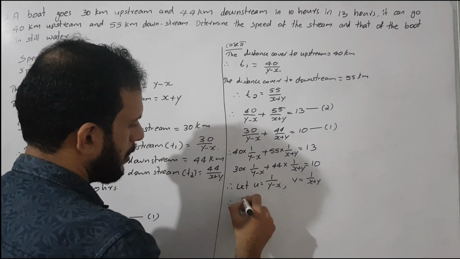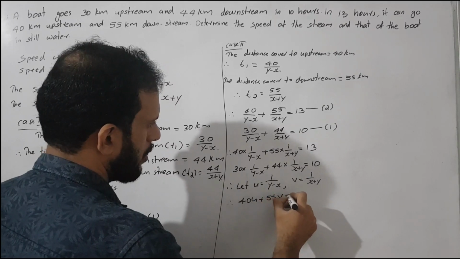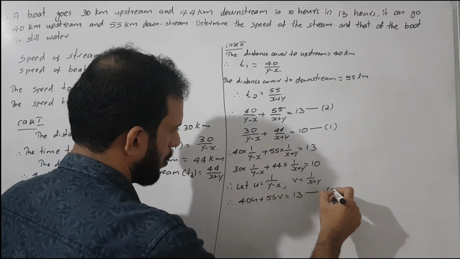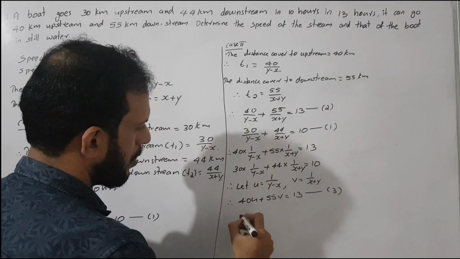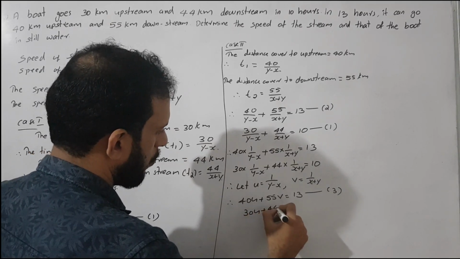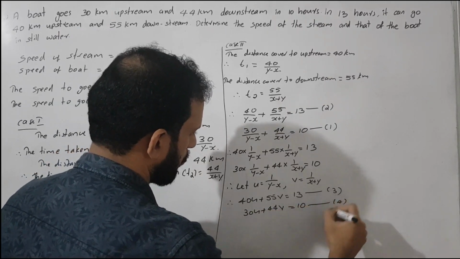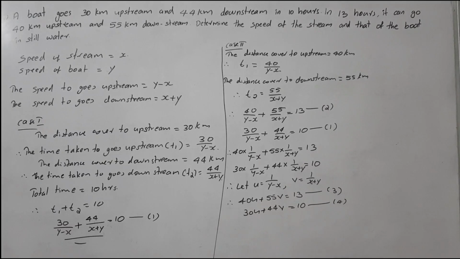Then how to change? Therefore 40u plus 55v is equal to 13, equation 3. 30u plus 44v is equal to 10, equation 4. Next we need to equalize the coefficient of u or v, correct? Either one of these, otherwise it's not possible to eliminate. I think it is better to equalize the coefficient of u.